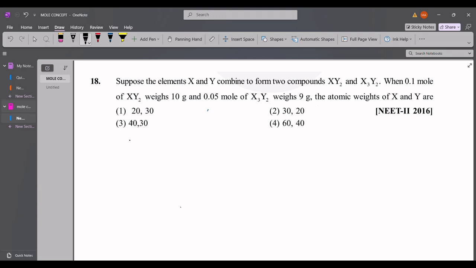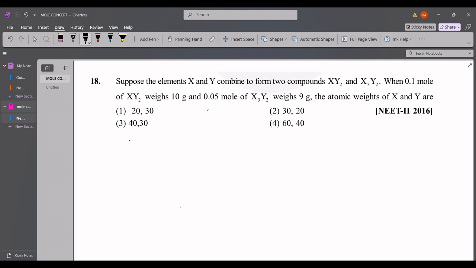I have another question for you which came in NEET 2016. It says, suppose the elements X and Y combine to form two compounds XY2 and X3Y2. Then when 0.1 mole of XY2 weighs 10 grams and 0.05 mole of X3Y2 weighs 9 grams, the atomic weights of X and Y are... These are the options. So how will we solve this problem?